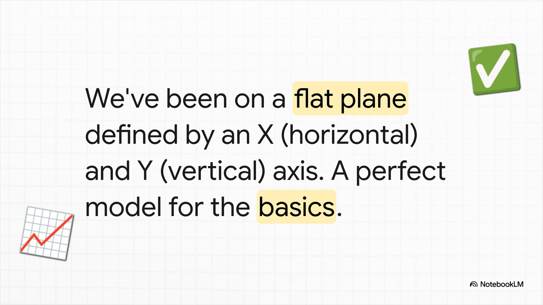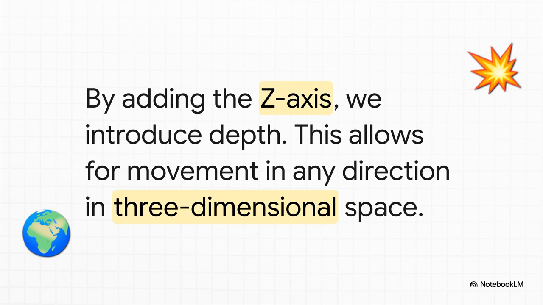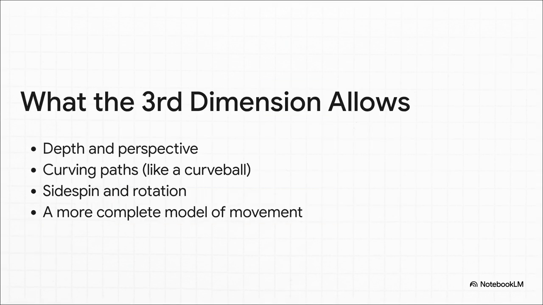But now, we add just one more axis, the z-axis. This gives us depth. This takes our nice flat parabola and lets it move in any direction through 3-dimensional space. And just like that, the possibilities for how something can move just exploded. So what does this actually mean? Well, it means we can finally explain things like the Magnus effect that makes a curveball curve. We can model the amazing stability of a quarterback's spiral pass or figure out the complex flight path of a drone. The z-axis is what makes our physics model really, truly match the world we live in.